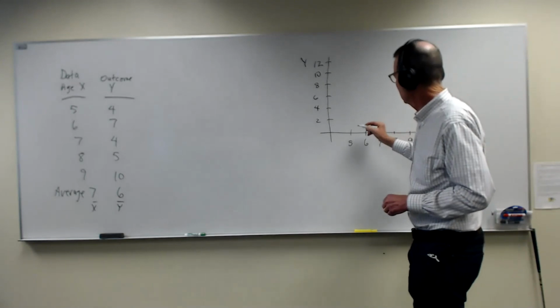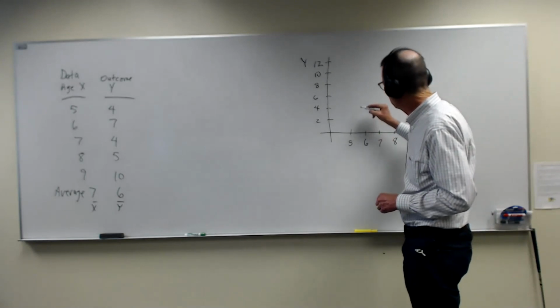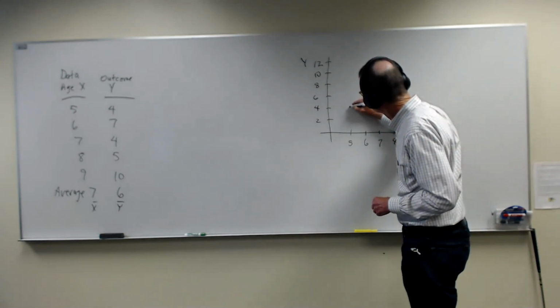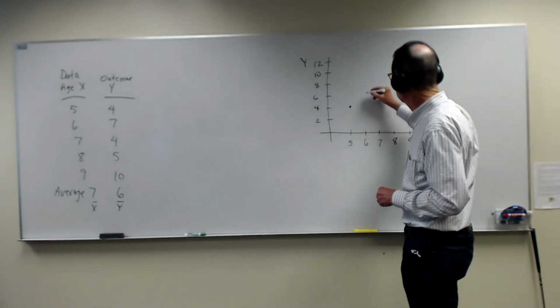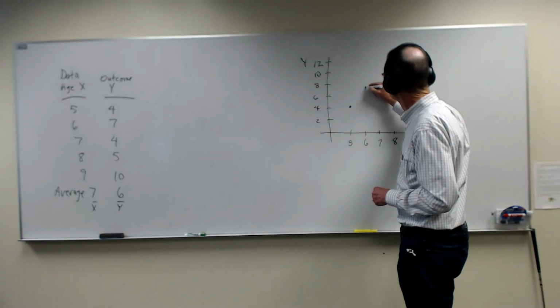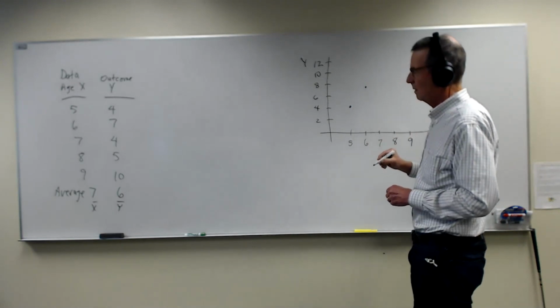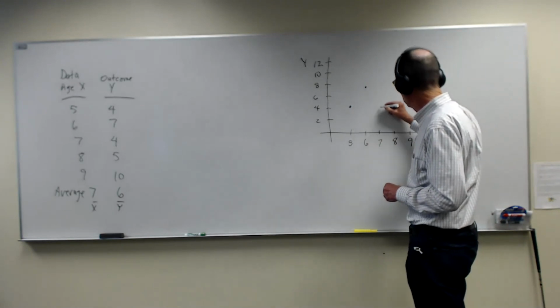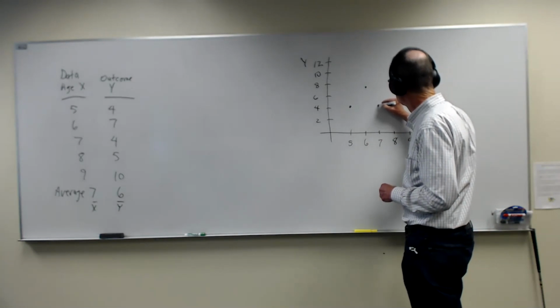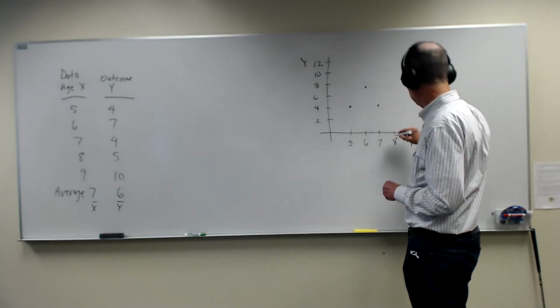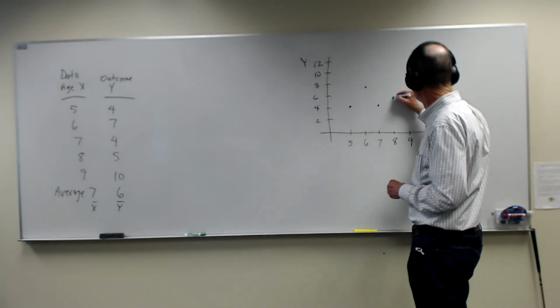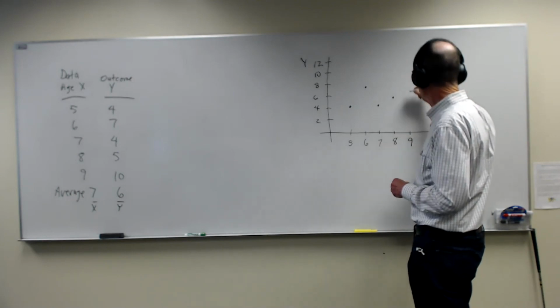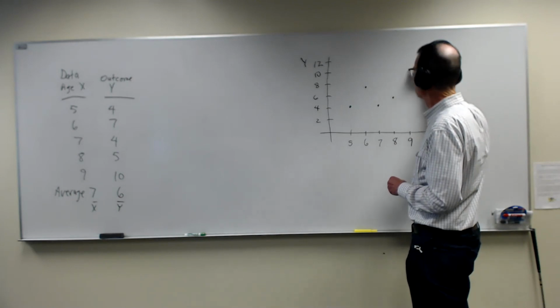And if we just plot the data, we'll plot for age 5 a value of 4. For age 6, a value of 7. For age 7, a value of 4 again. For age 8, a value of 5. And for age 9, all the way up to a value of 10.